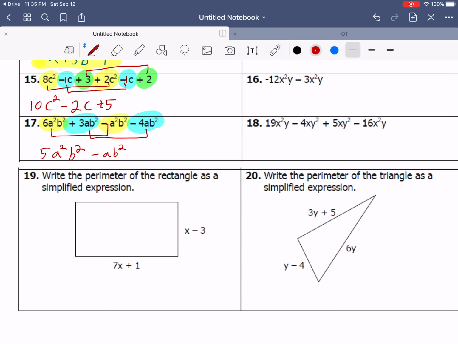Now we have some interesting questions about these two, but I think you can do it. Just make sure not to make a mistake on question number 19. If you get 8x minus 2 as your answer, this one is wrong. Keep that in mind, okay? You should get a different answer. It's not 8x minus 2.